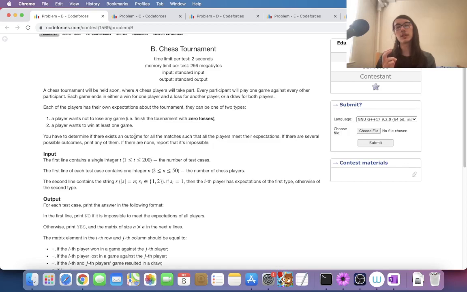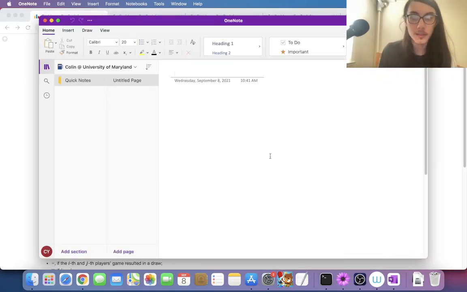If there are two people with type 2, then it's also impossible, because only one can beat the other, and then the other loses. So if there's one or two people with type 2, it's impossible. Otherwise, we can arrange things in a cycle.